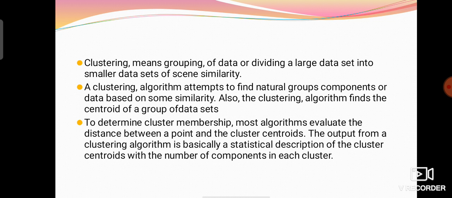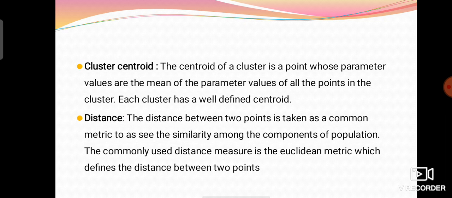To determine the cluster membership, most algorithms evaluate the distance between a point and the cluster centroids. The output from a clustering algorithm is basically a statistical description of the cluster centroids with the number of components in each cluster. Cluster centroid: the centroid of a cluster is a point whose parameter values are the mean of the parameter values of all the points in the cluster. Each cluster has a well-defined centroid.